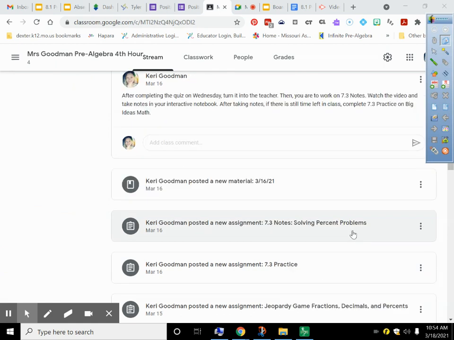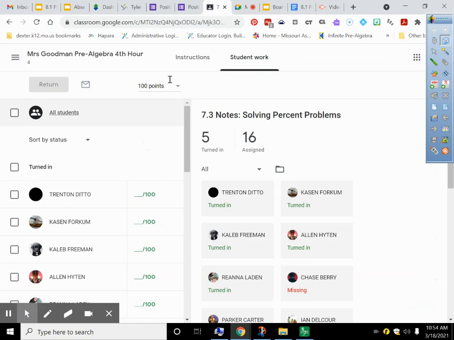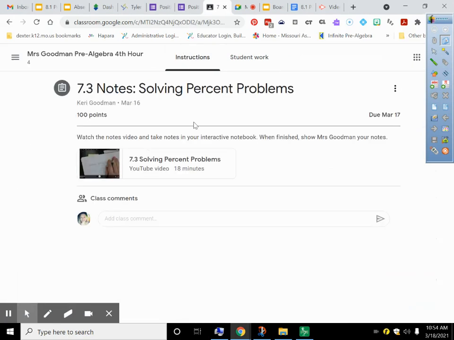So if you did not finish your notes, first thing you're going to need to go to is 7.3 notes solving percent problems. It says watch the notes video and take notes in your interactive notebook. When finished, show Miss Goodman your notes. So if you've already finished them, I will be walking around to check your notes while you're working on 7.3 practice. If I notice that you need to do more notes, I'll tell you that you need to stop what you're doing, go back and watch the video and take notes. So if you haven't finished the notes, you're going to want to do that first.